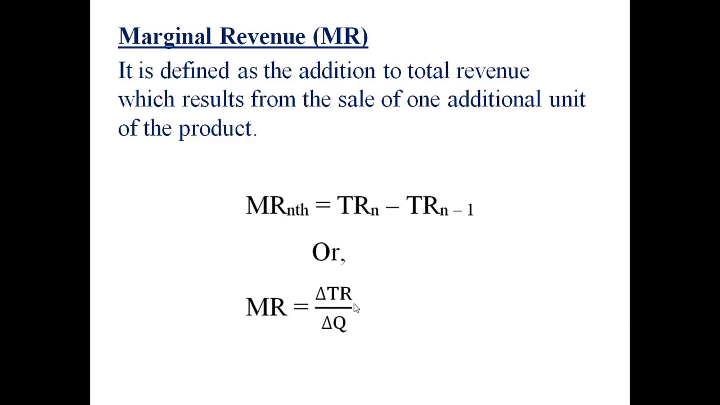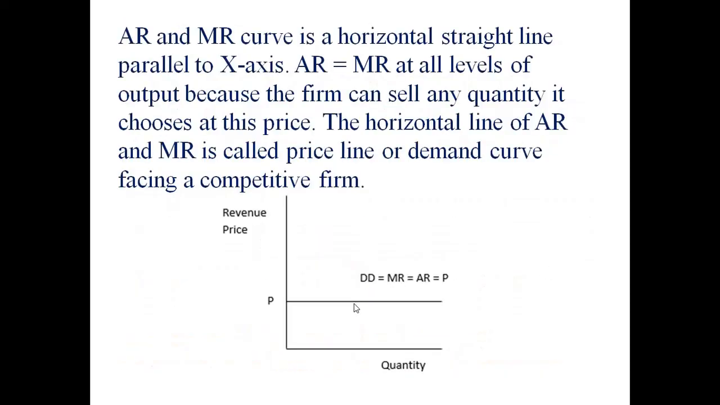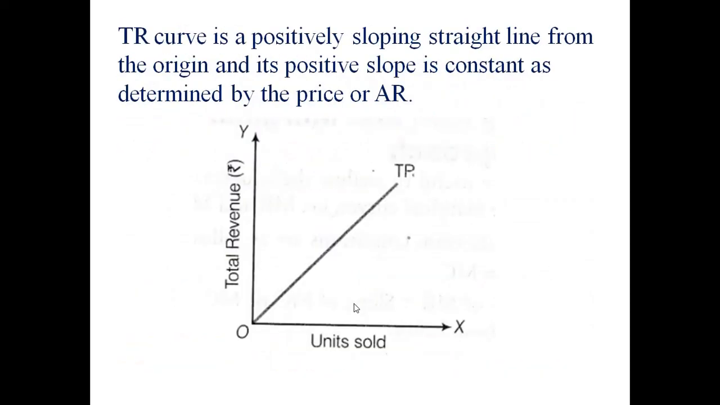Okay, now in case of marginal revenue, it represents the slope of TR, that is the total revenue. Okay, and you can calculate the corresponding MR at any level of TR. So here, this is your TR curve.